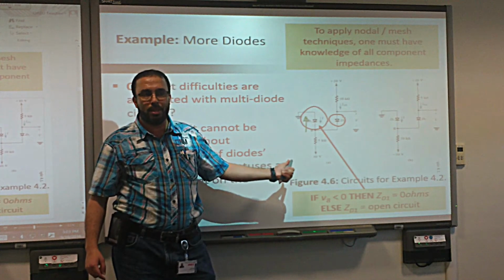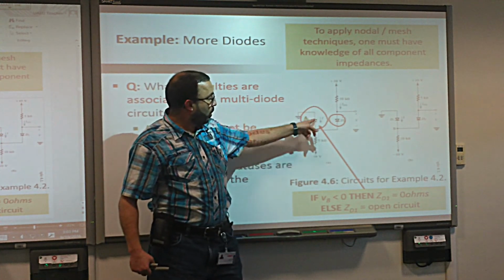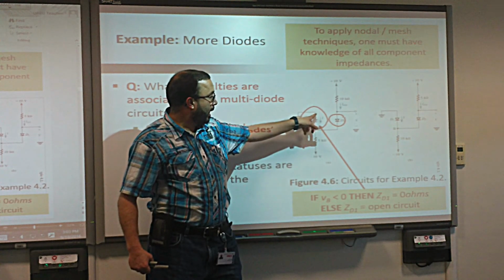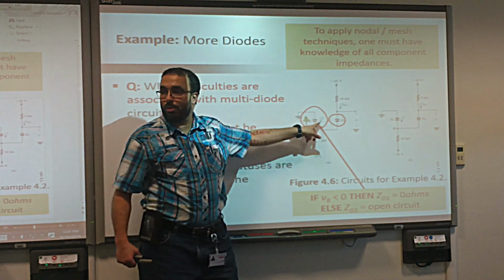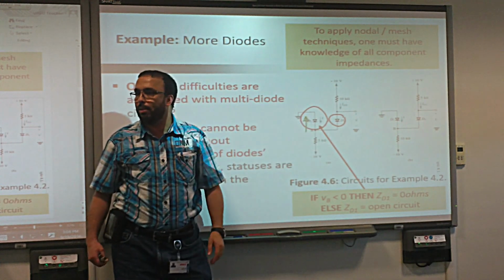Is it in coherence? The result? No, it's not in coherence. Because if it is on, the current will go only in one direction, which is from the anode to the cathode, in this direction. Yes or no? Yes. If it goes the other way, that means it's not in coherence.